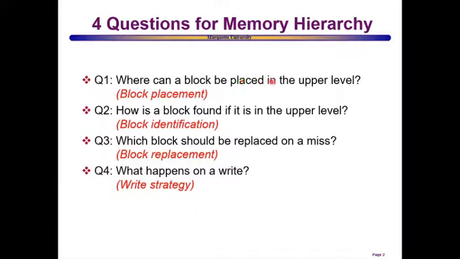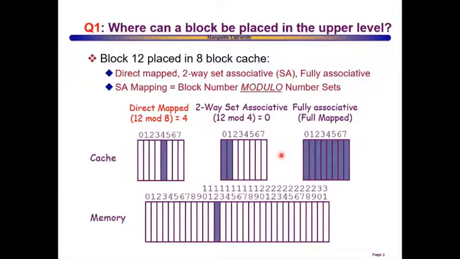Where can a block be placed in the upper level in the cache itself? How is a block found in the cache? Which block should be replaced on a miss? And what happens when I write? A block is a single entry or a line, also known as a line, inside the cache.